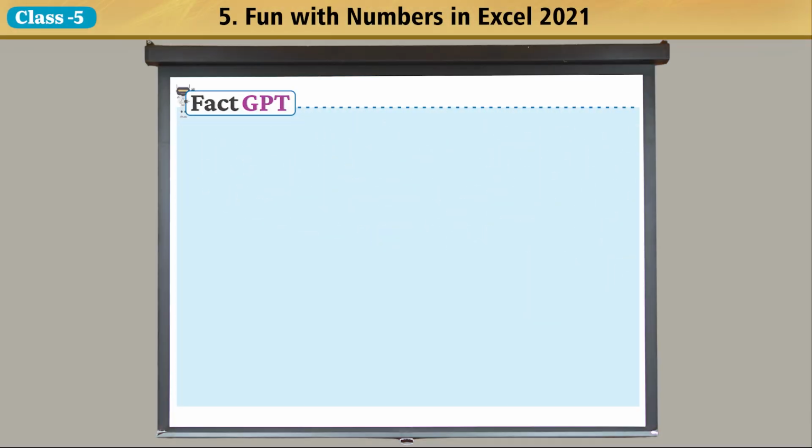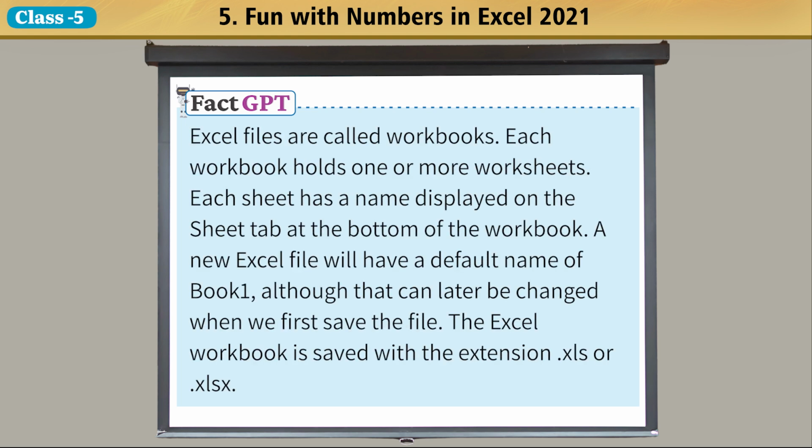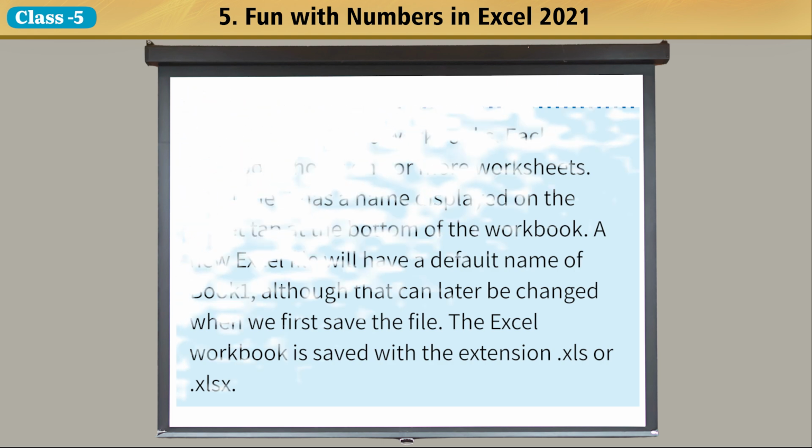Fact: Excel files are called workbooks. Each workbook holds one or more worksheets. Each sheet has a name displayed on the Sheet tab at the bottom of the workbook. A new Excel file will have a default name of Book 1, although that can later be changed when we first save the file. The Excel workbook is saved with the extension .xls or .xlsx.